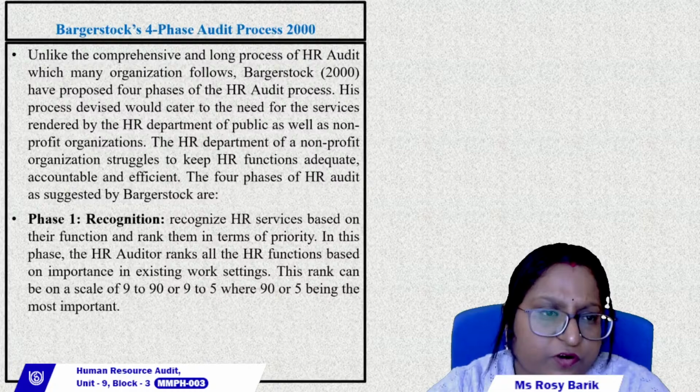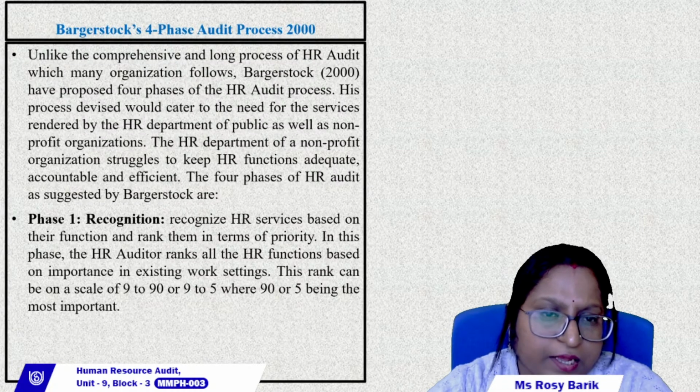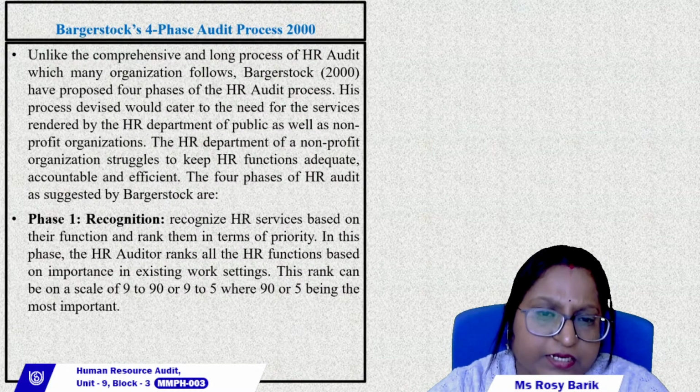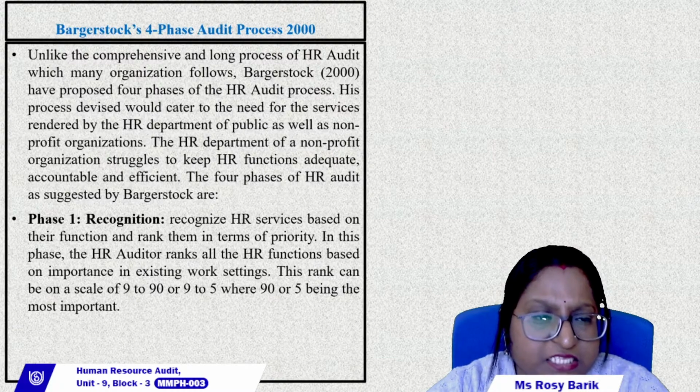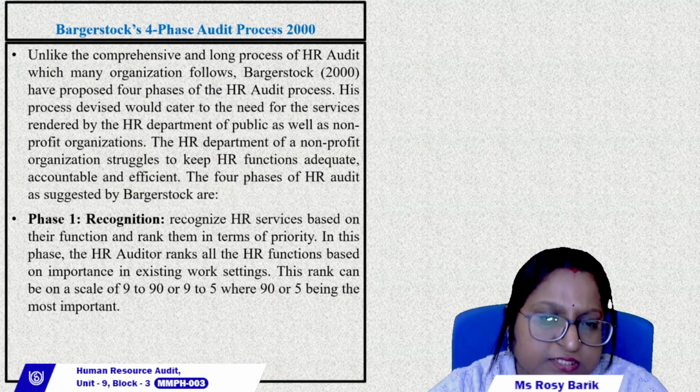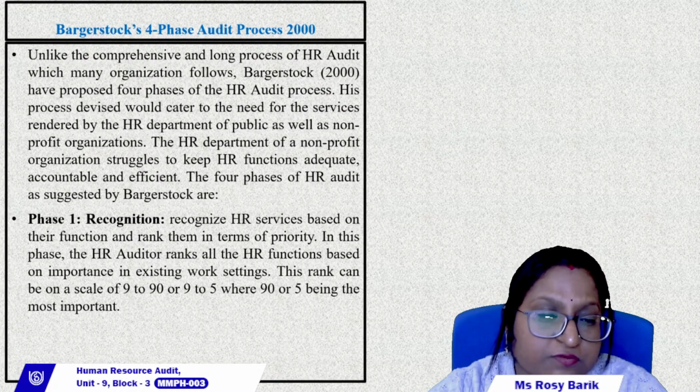So the first step is recognition. Recognize HR services based on their function and rank them in terms of priority. In this phase, HR auditors rank all the HR functions based on the importance in the existing work setting. This rank can be on a scale of 1 to 9 or 1 to 5, where 9 or 5 is the most important.